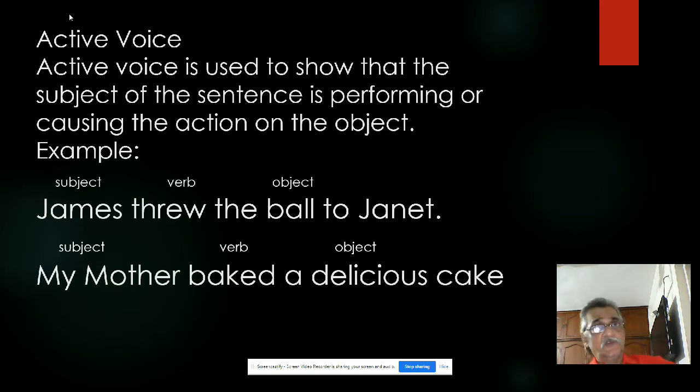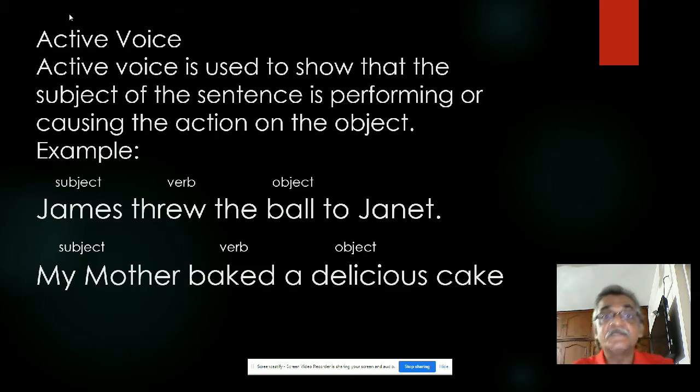What is the active voice used for? The active voice is used to show that the subject of the sentence is performing or causing the action on the object, as in transferring the action onto the object. Let's take this example. James threw the ball to Janet. Now we see here James is the subject, threw the verb, and the object is the ball. So James is transferring the action onto the ball.